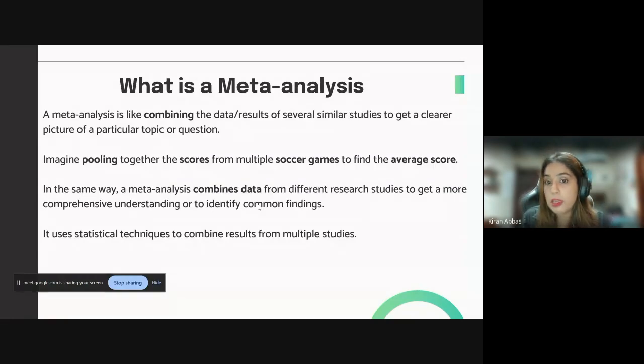And then once we are sure of that, we are going to extract the quantitative data and go a step further, use statistical software like R, RevMan, or Stata, and use that to combine the quantitative data and then give the pooled estimate or the average score from all of those studies that we used, right? So it's easier to understand it as part of a systematic review when you just go one step further, use a statistical software to combine the study results from multiple studies. All right. Any questions so far?